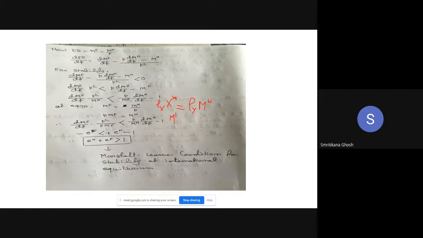Done. MF, and take this Px to the right hand side. Then you can write it as MH divided by Px divided by Py. Px by Py is nothing but small p, so you can write this one. From here, you are getting this thing.